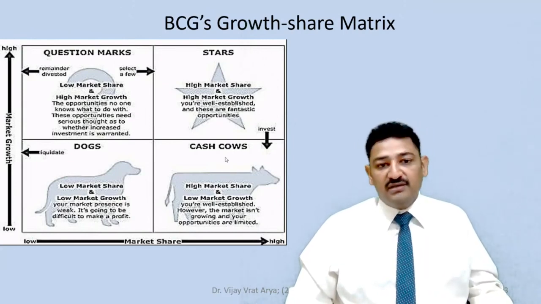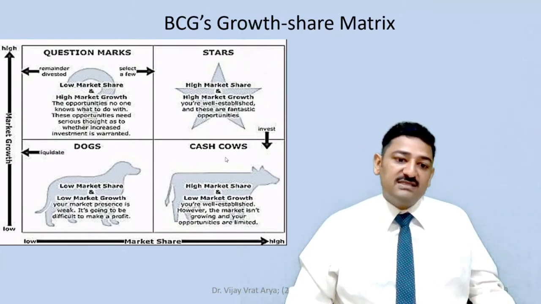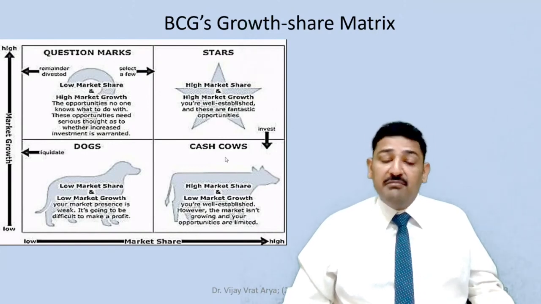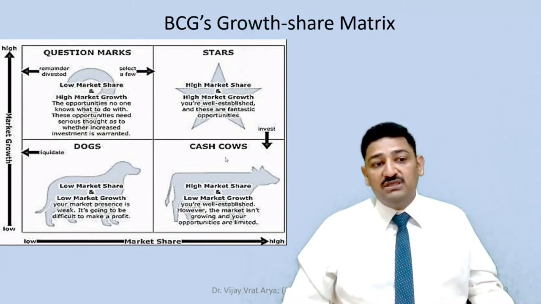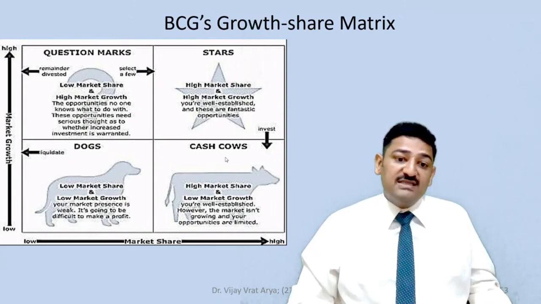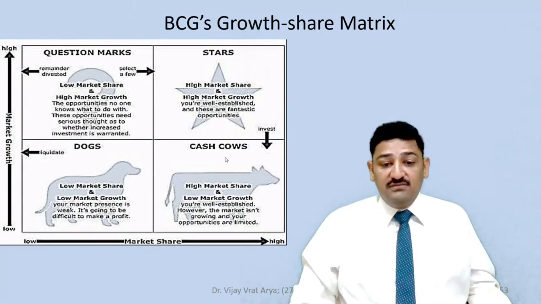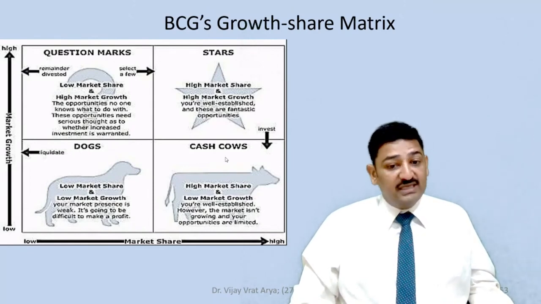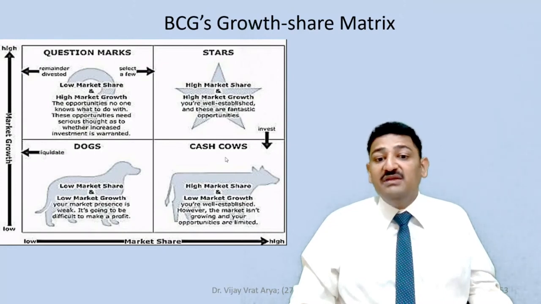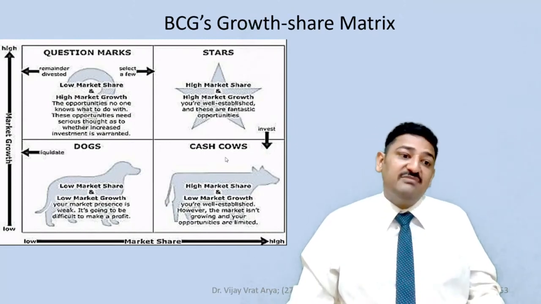The third type of situation under BCG metrics is the cash cows, where you will notice that the market share of that product is high, but the market growth is not high. It means market growth is low and market share is high. So the product is well established. However, the market isn't growing as per the opportunities one is observing, because they are very limited in nature. Therefore, in the cash cows position the market share might be high, but at the same time the market growth opportunities are very limited.